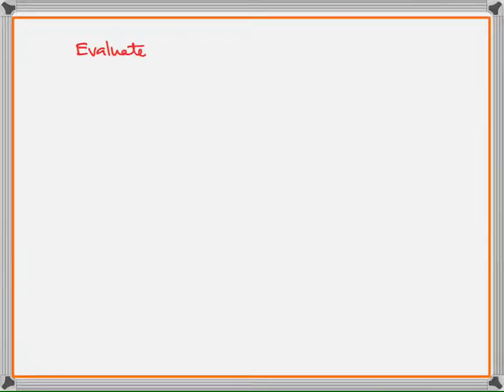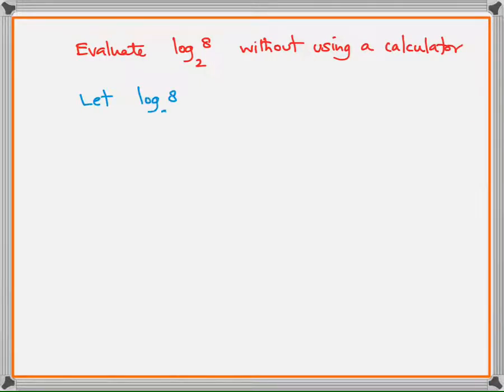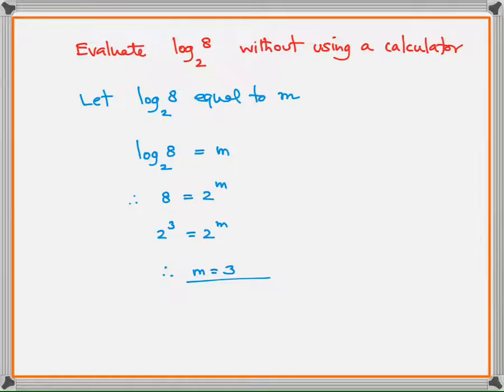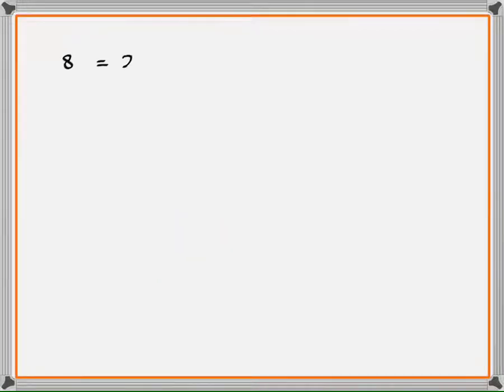Now, if I ask you to evaluate log 8 base 2 without using a calculator, just a simple question, you know the answer is 3. But how would we work it out? So we would say, let log 8 base 2 equal a number m. Therefore, convert it into the index form. 8 is 2 raised to power of m. 8 itself is 2 cube. So 2 cube is 2 raised to power of m. Since the bases are the same, the powers should be equal. Therefore, m equals 3.